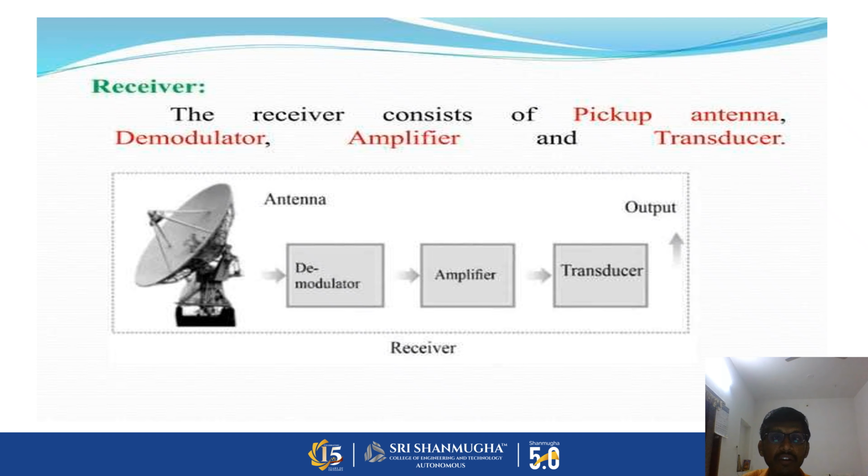Next, receiver. The receiver consists of the pickup antenna, demodulator, amplifier and then transducer. This is the basic block diagram of the receiver. The antenna picks up the signal and demodulates it, and then the signal is passed through the amplifier to amplify the signal. Finally the amplified signal is passed through the transducer. The transducer converts it into the output signal. This is the receiver diagram, from the antenna to the output.